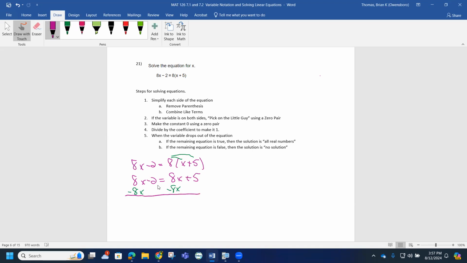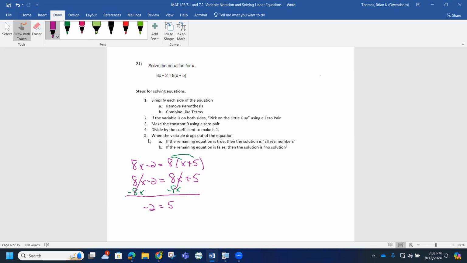By doing the math, notice that 8x and -8x are a zero pair, so they're actually going to drop out. That gives me -2. And also on the right-hand side, 8x minus 8x also is a zero pair, so it's going to drop out. So this gives me -2 equals 5. Well, something suspicious about this problem. I really can't solve for x because the variable is gone.